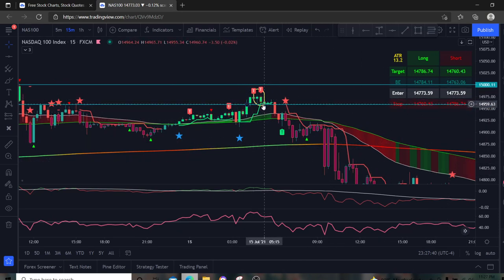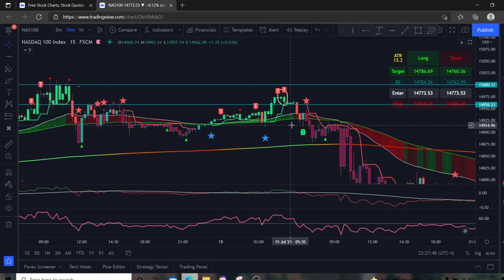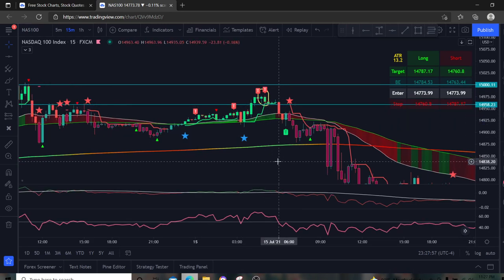I personally would not get in on this tweezer, because all I have is a tweezer sitting at a support level. And I don't like that. I have nothing else to tell me that it's not going to reject off this support and push up even more. I have no way of knowing if it was going to do that, because I only have this one confluence of the tweezers at this point.